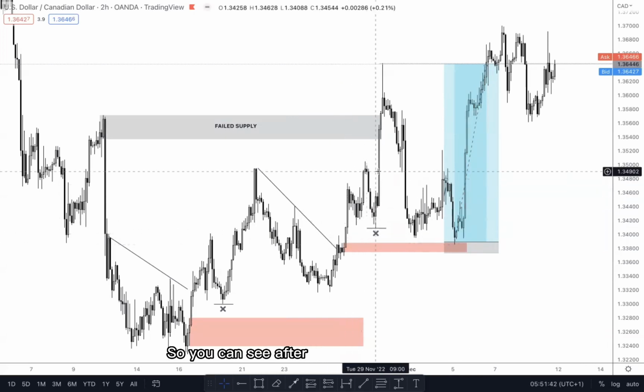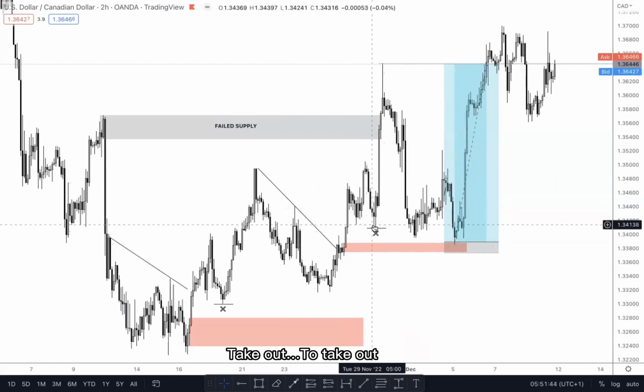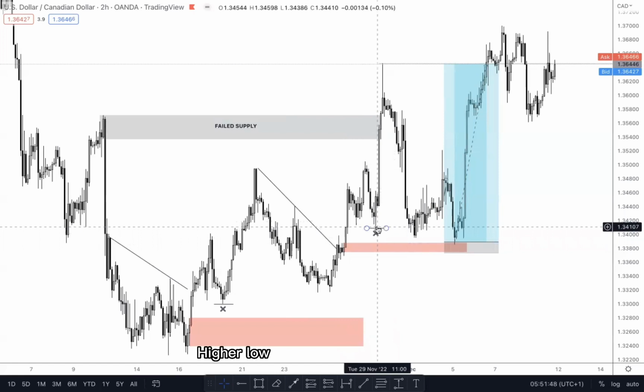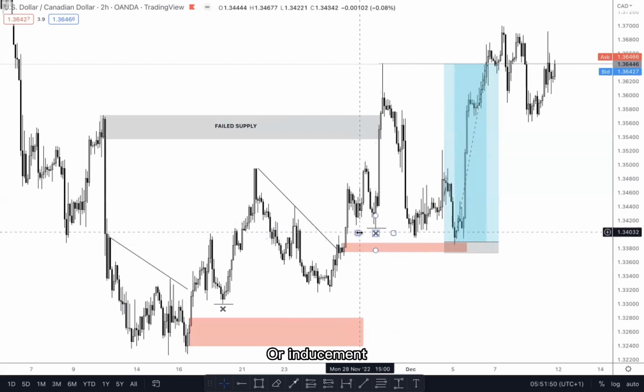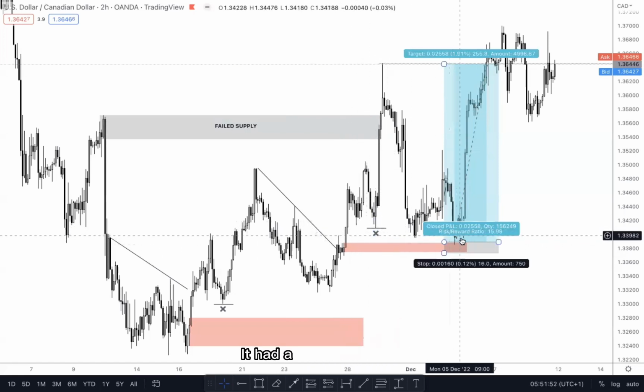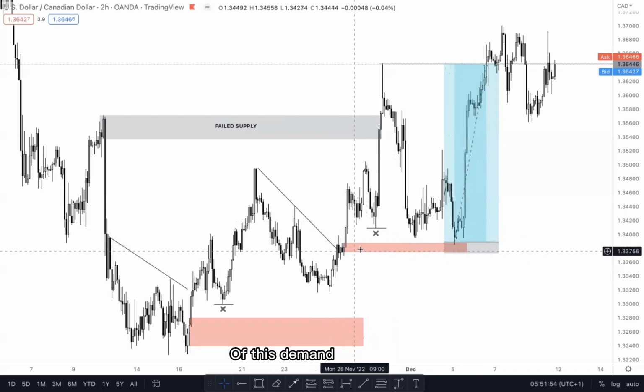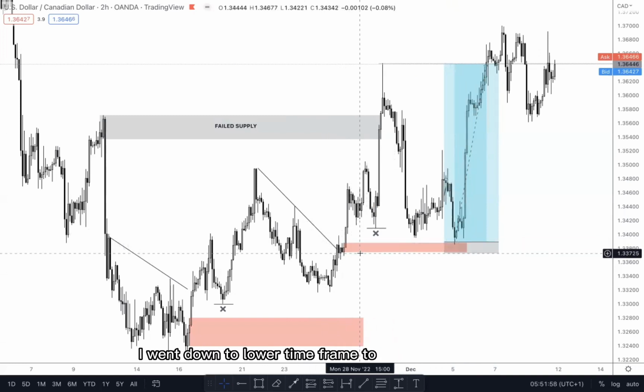So you can see after the market came down, it took out this higher low on the lower time frame, or inducement. It also filled up this imbalance. It had a clean reaction off this demand level here. This demand level is to be refined. I went out to the lower time frame to refine the candle, because I don't want to go into details too much.